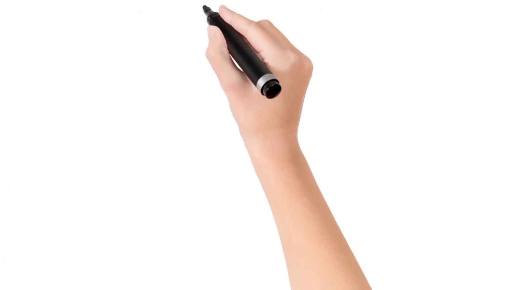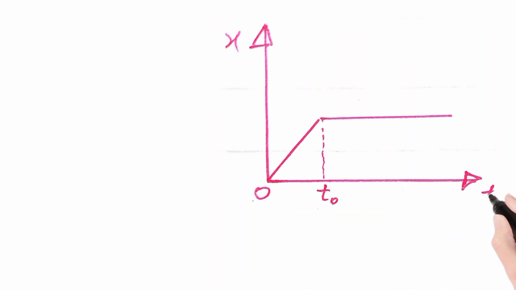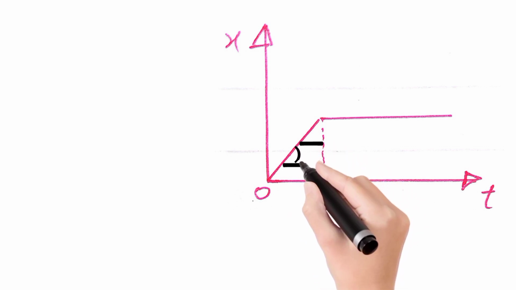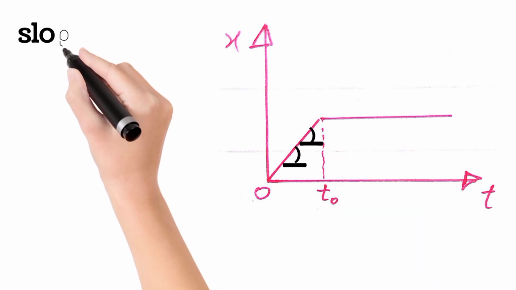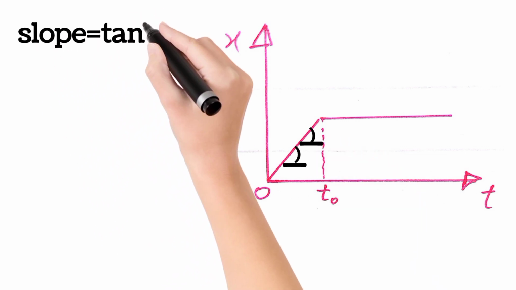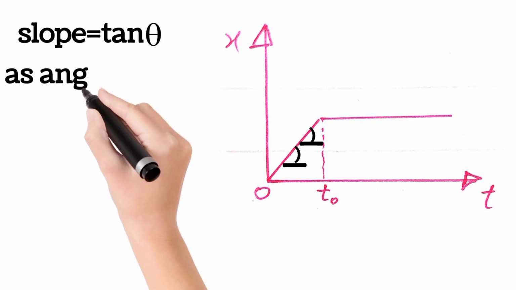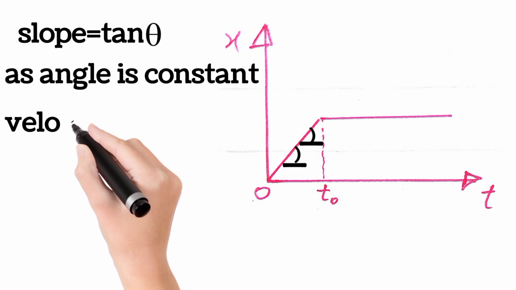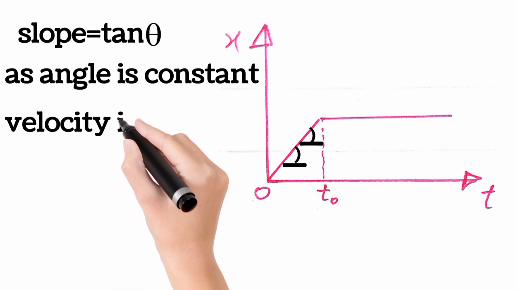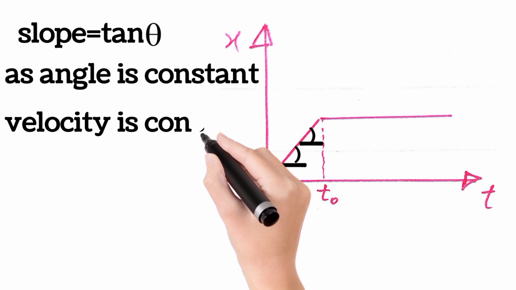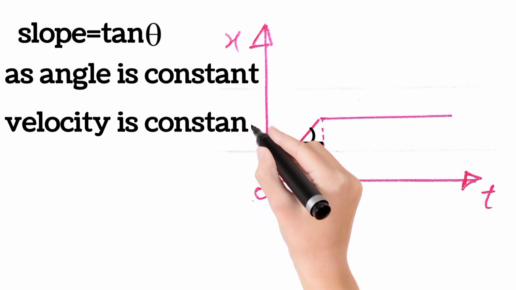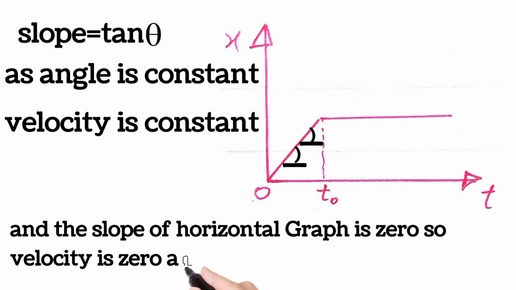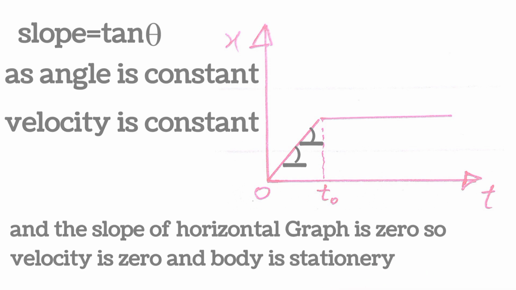Let's see how. Here is a displacement-time graph and its slope represents the velocity of the particle. If we draw a horizontal line and check the angle, then up to t naught the angle is constant. Slope is equal to tan theta. If theta is constant, then the slope is also constant, and the velocity of the particle is constant. After t naught the graph is a horizontal line parallel to the time axis, hence its slope is 0. So the velocity of the particle is 0 and the particle is stationary or stopped.